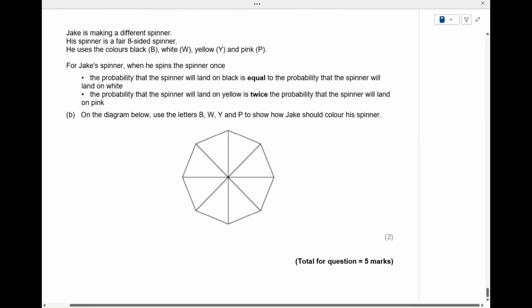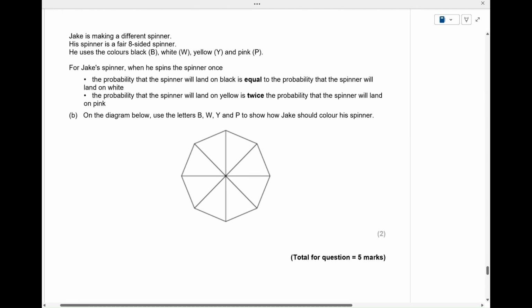Jake is making a different spinner. His spinner is a fair 8-sided spinner. He uses the colours black, white, yellow, pink. When he spins the spinner once, the probability that the spinner will land on black is equal to the probability to land on white. So those two have to be the same. The probability that the spinner will land on yellow is twice the probability to land on pink.